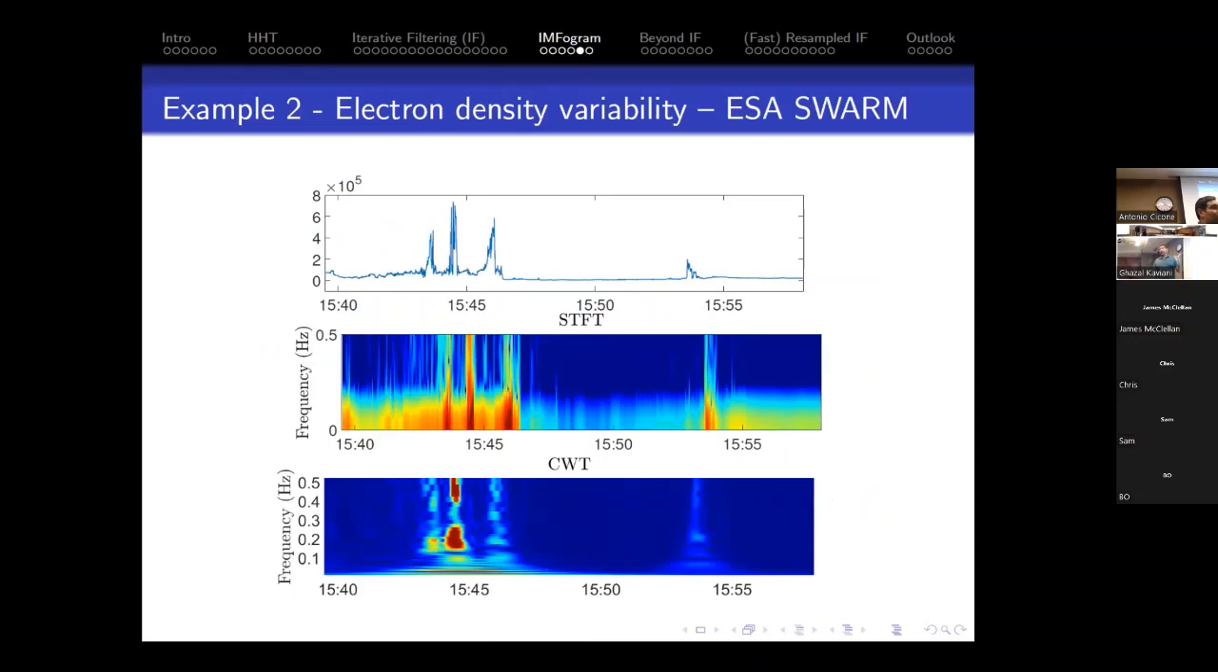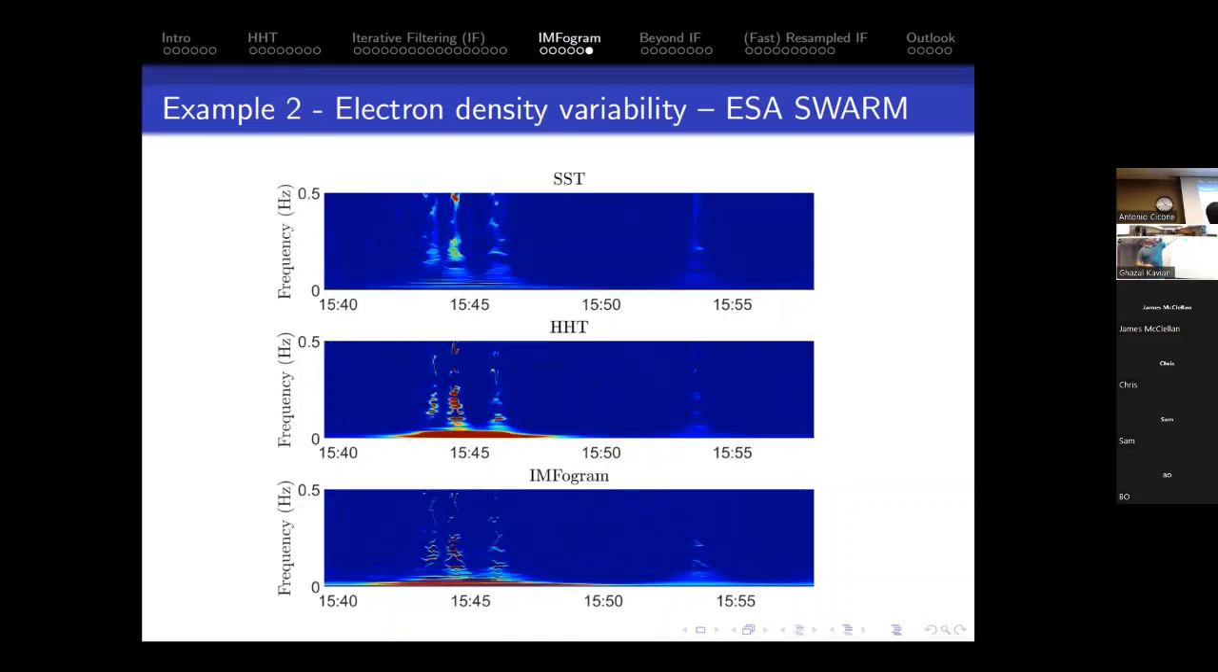Let's see a real life signal. Here, we're taking electron density. That's a collaboration I have with a research group of geophysicists. They're working with ESA. We have data from the satellites, and we simply measure quantities regarding the magnetic field of the Earth. And we try the short time Fourier transform, continuous wavelet, and then we try synchrosqueezing, and then we try the Hilbert transform. And look how ugly it gets.